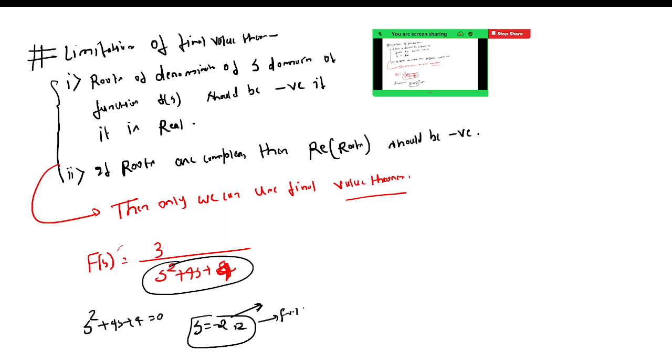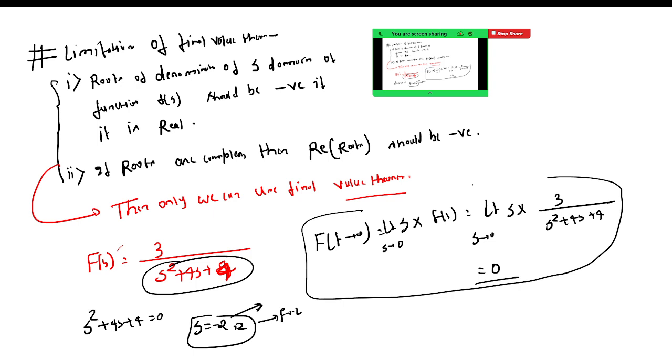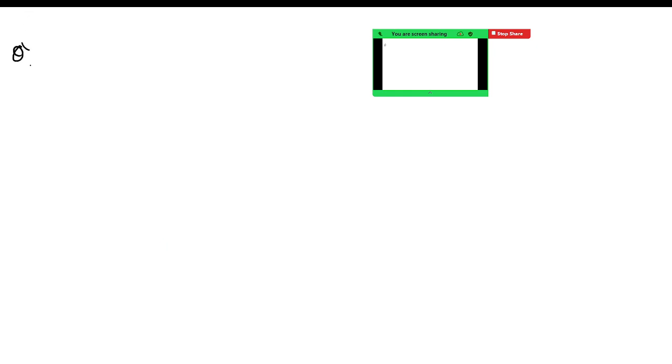Now we can calculate the limit of f(t) as t tends to infinity, that is equal to the limit as s tends to 0 of s multiplied with F(s), that is s multiplied with 3 upon s square plus 4s plus 4. If we substitute s equals 0, definitely it will come to 0. Are you getting it? So at t equals infinity, this function is giving you the value 0, because the roots are negative, that's why we are able to use this particular theorem. Now, try to understand one more problem.